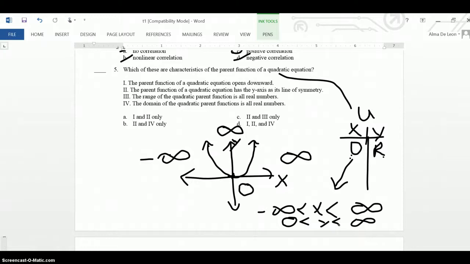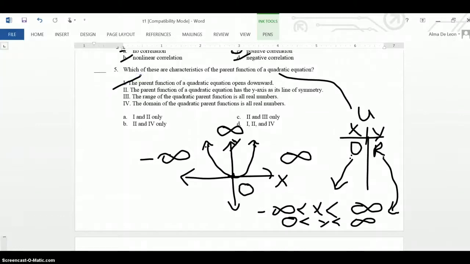And so that was something that I still, I don't need to do that right now, but I went ahead and labeled my domain and my range just so that it would be easier for me to cancel out some answer choices. Okay, so number 1. The parent function of a quadratic equation opens downward. Nope. This function is facing up. It's not opening downward, so I'm going to say that's wrong.